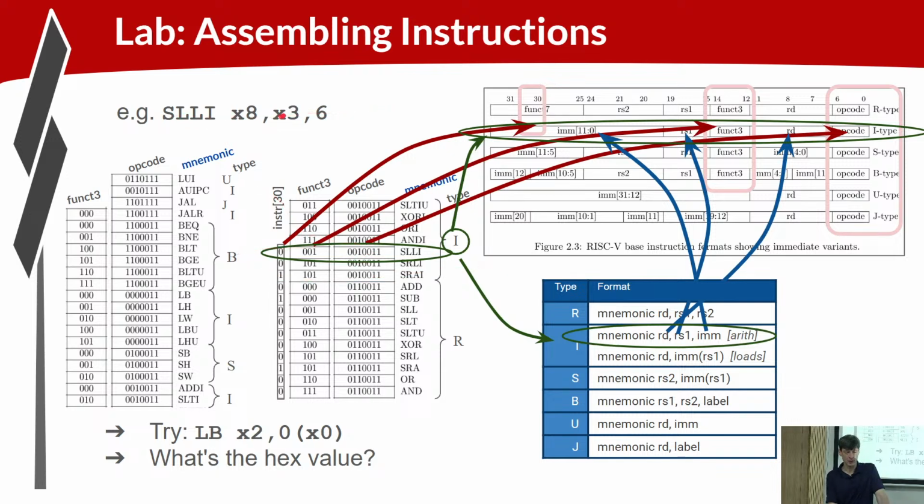You start with an instruction, and I've switched that up now to SLLI. We find it here. We find the bits that go into funct3 and opcode, in this case, this bit 30. We find that it's I-type. We look up in the format table and fill in RD, RS1, and immediate from RD, RS1, and immediate into here.